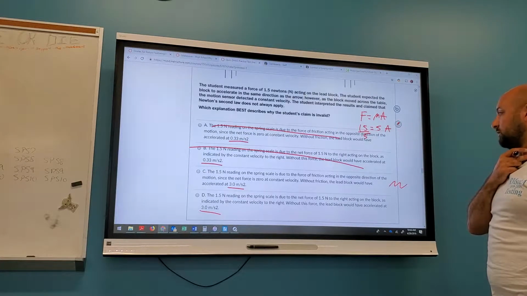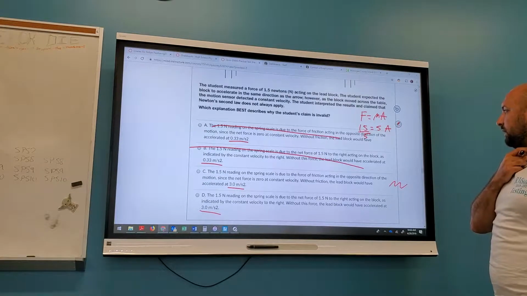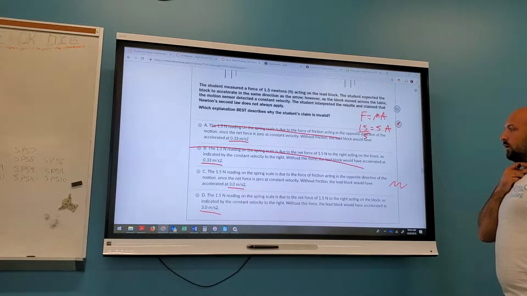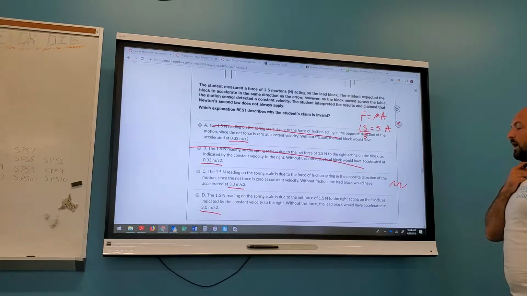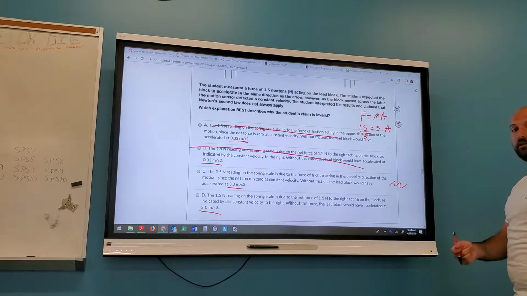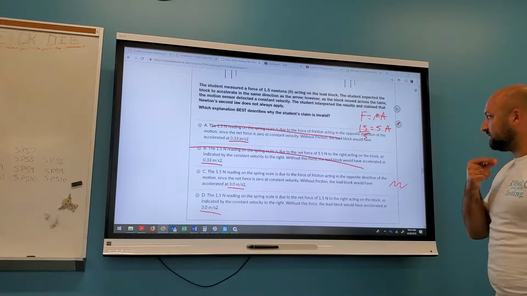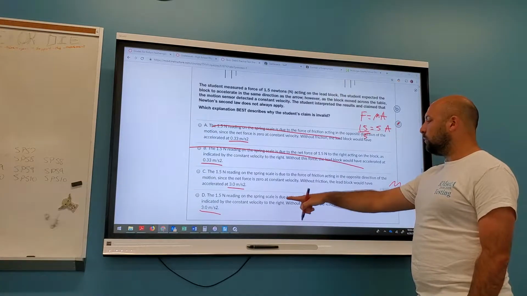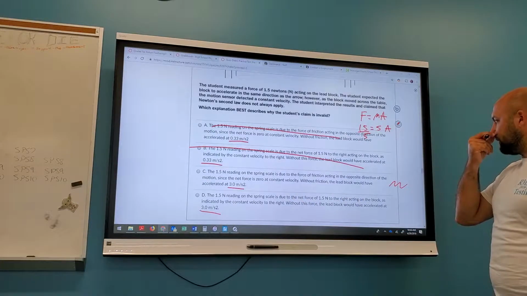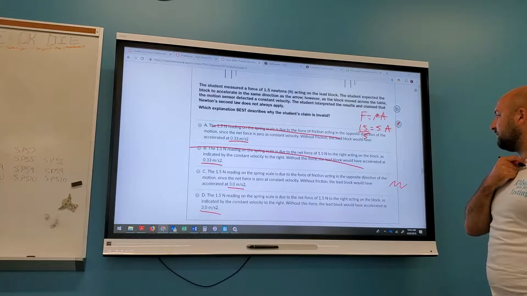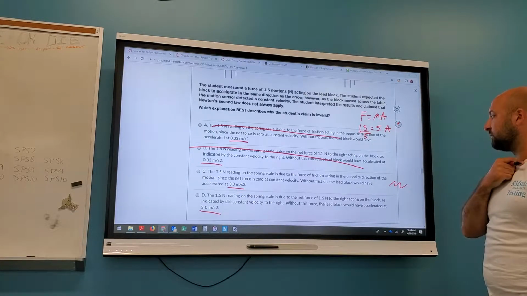So I'm torn on this problem. So the 1.5 reading on the spring scale is definitely due to the force of friction. That much I know. When you're pulling it along, you're feeling friction. All right, you're feeling it as you're pulling it along. So that would make C sound good to me. However, the 1.5 is due to the net force of 1.5 to the right acting on the block, as indicated by the constant velocity to the right. Since it's moving to the right, the net force must be to the right.